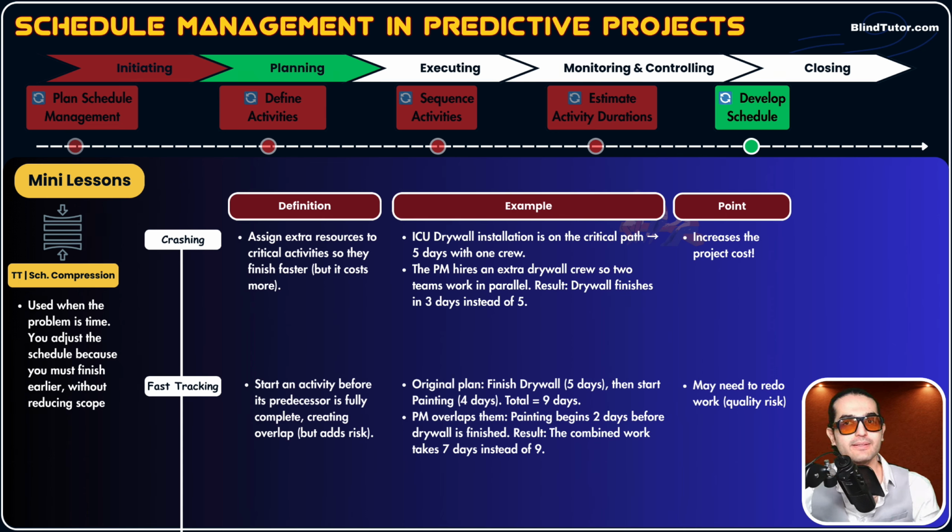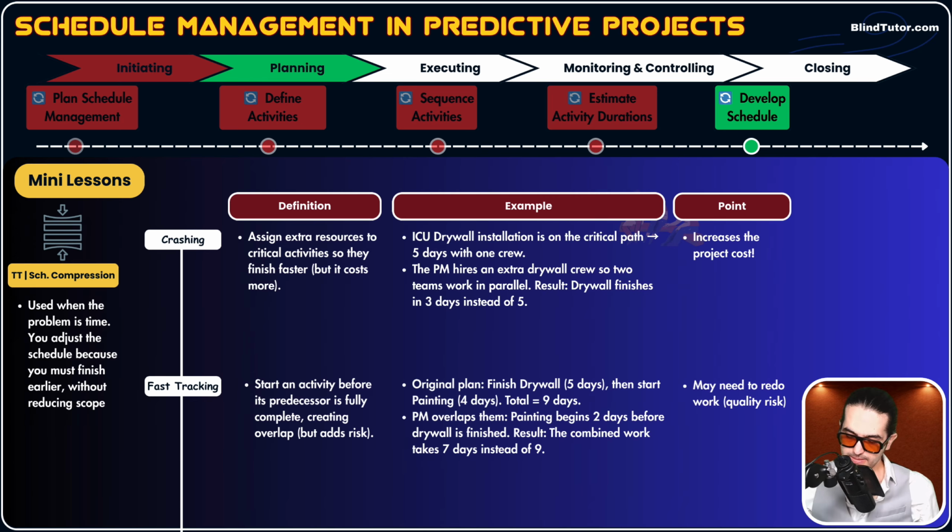Okay, and we cannot do it, of course, for all activities. Some activities should be done in that order, after a certain activity is finished. But some of the activities can be done in parallel. So we work on that activity and apply fast tracking.